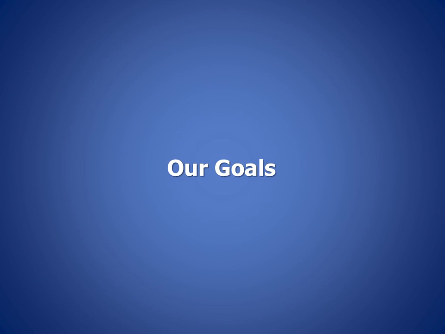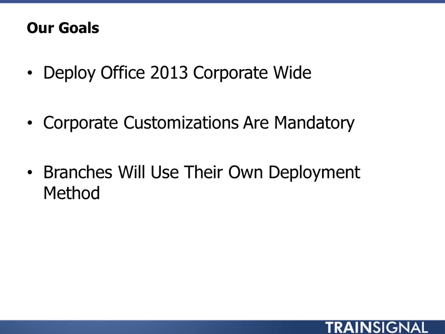Based on that business scenario, our goals are: deploy Office 2013 corporate-wide, corporate customizations are mandatory, and we're going to allow branches to use their own deployment method as well as determine when they would like to deploy Office 2013. There will be a date for the project end, and they can complete that anytime prior to that. So we want to make it as flexible as possible for our branch offices.